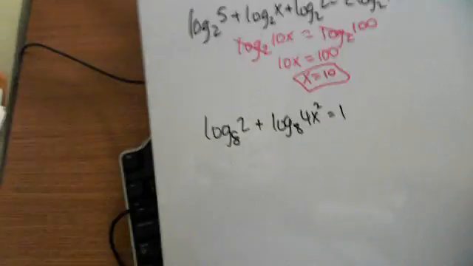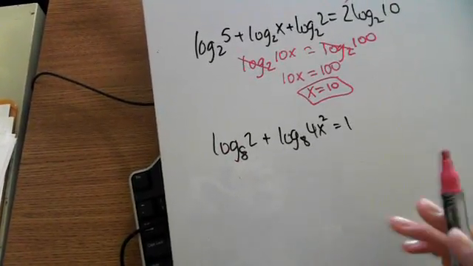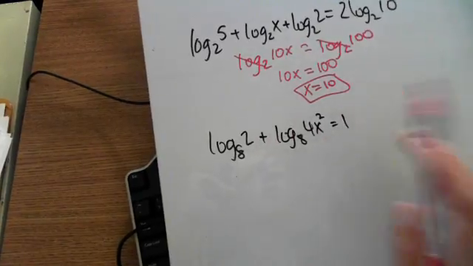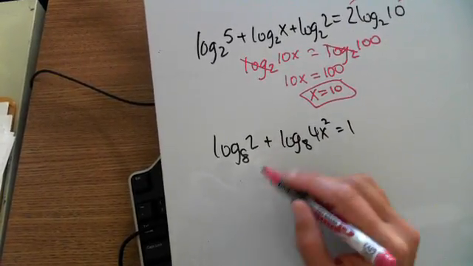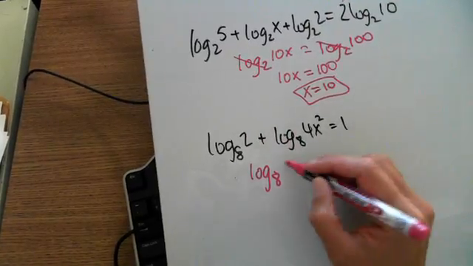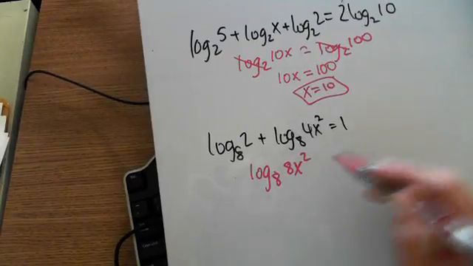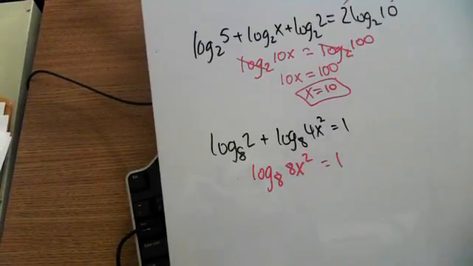Final answer. Second problem. Just be careful that you don't go through and think, oh, my log base 8s are going to cancel out and we're going to have 2 times 4x squared equal to 1. That's not true. We're going to join them together. So log base 8, we have 2 times 4x squared, so that's 8x squared. And notice it's not in parentheses. It's just 8 times x squared equal to 1.